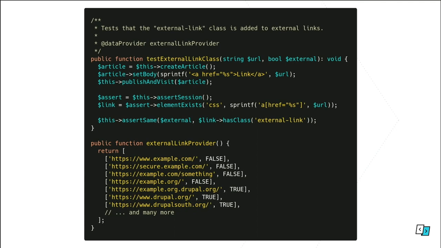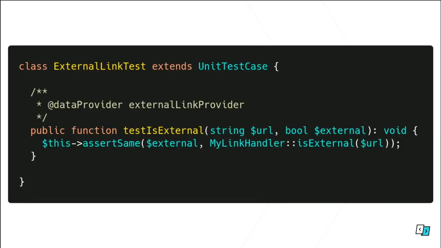So we can do that once and then run a much faster unit test to do the pattern matching, like to see example.com is not external and example.org.drupal.org is external, drupal.org is external, all of that. So basically, this is what the unit test for that would look like. We use the same data provider, and we just call that isExternal function that we have in our code that, you know, does whatever it does.